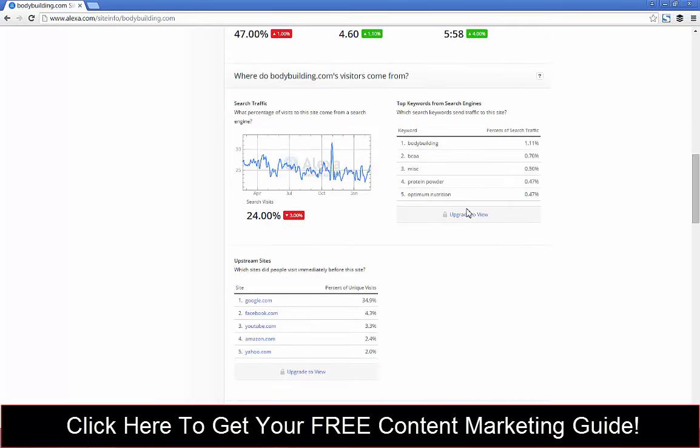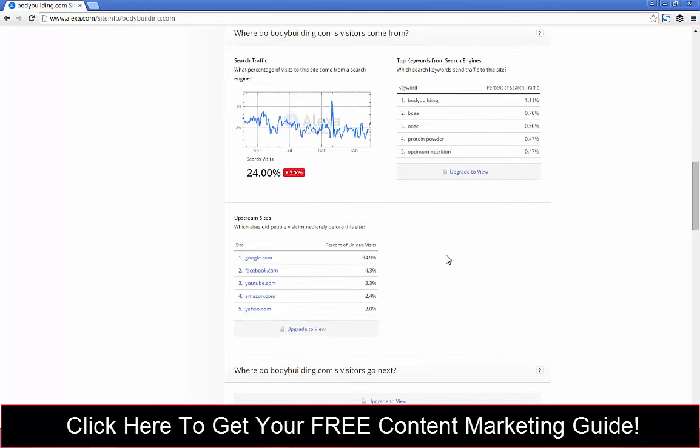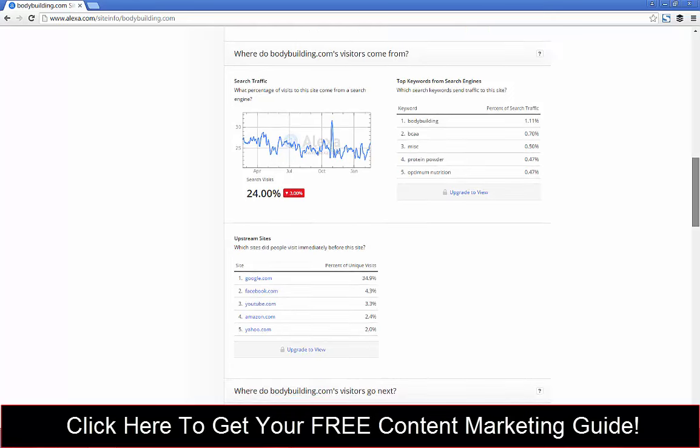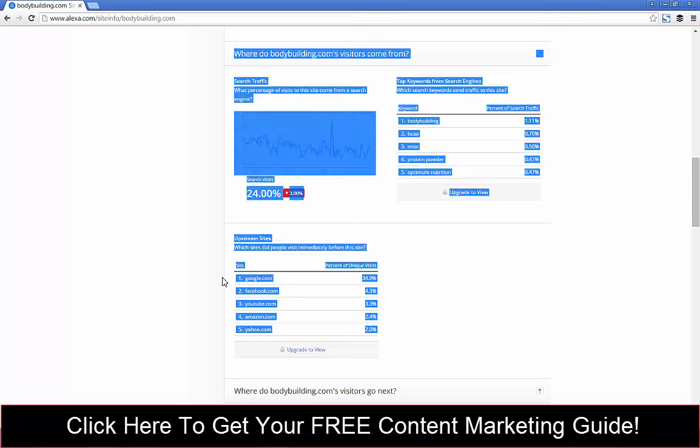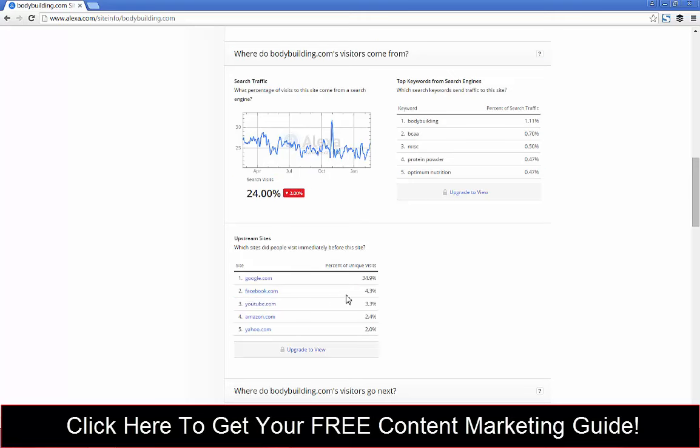So you can upgrade here to view even more. If you choose to upgrade with Alexa, I mean, they've got so much information that you can dive into, but this is a great baseline start, right? You can see a majority of their visits are coming from Google. Then the next in line is Facebook and YouTube. That's a little bit of a surprise. I honestly would have thought a lot more would have come from YouTube.